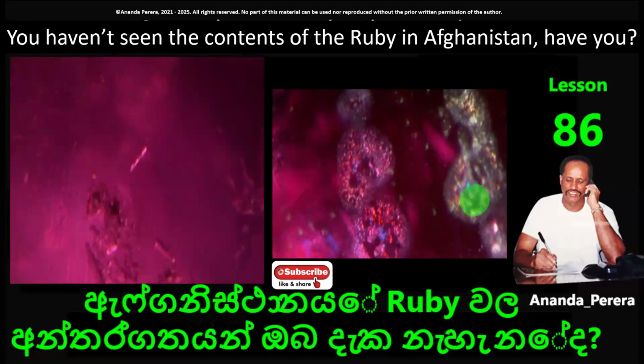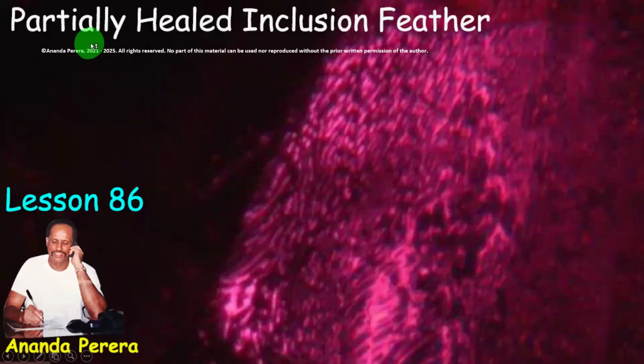In this lesson, you haven't seen the contents of the ruby in Afghanistan, have you? It is here. This is a cover photo. Another cover photo is explaining a partially healed inclusion that formed naturally when the stone was being created. It is a partially healed inclusion, a feather. This is a natural inclusion in Afghanistan ruby. It is partially healed, not completely healed, only partially healed.